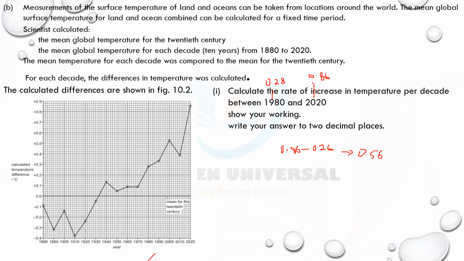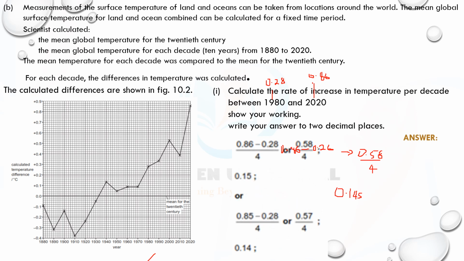Once they mention rate, how much is it for 1 decade? It's over 4. 0.58 divided by 4. The answer is 0.145. You see, that's how they got it. 0.145. Okay, let's look at the last question, guys.